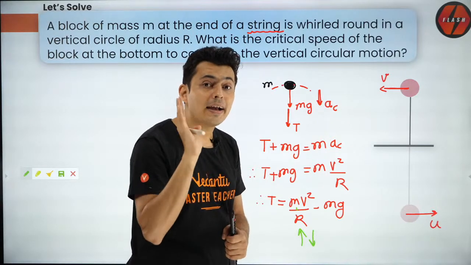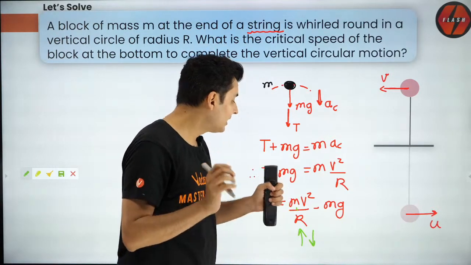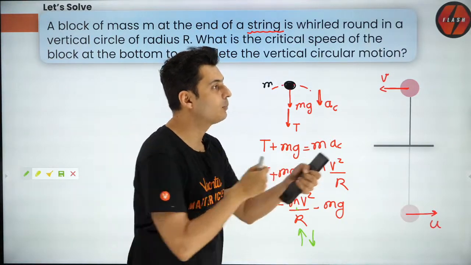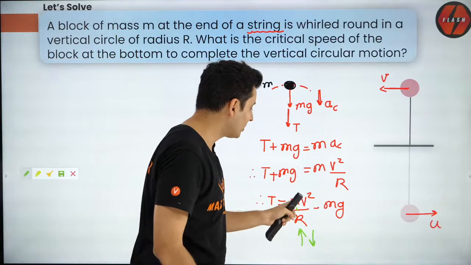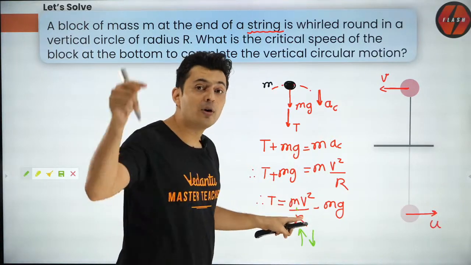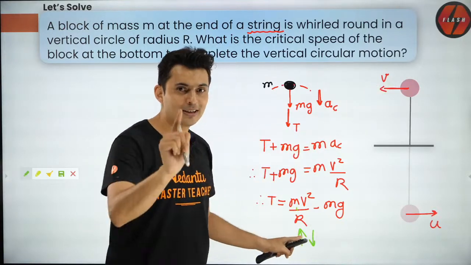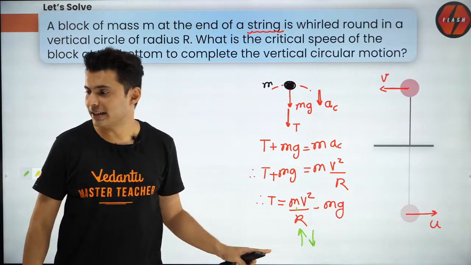So tension has to be at least positive. It always pulls. It can never push something. Understand, you cannot take a rope and push an object. You can only pull an object. So tension can't be negative. So there is a lower limit of that velocity. I hope you understand. At the topmost point, there is a lower limit. Did you guys understand this point?